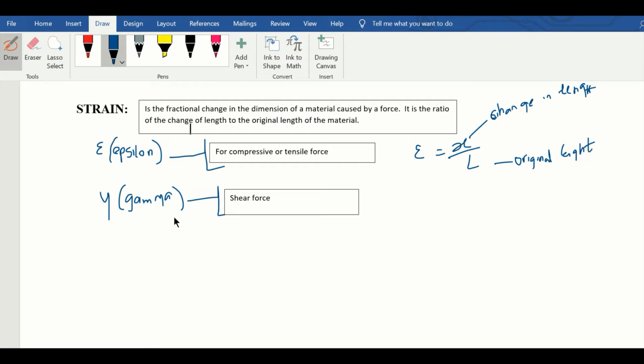As it relates to shear force, strain is equal to x over L. So we use this for a shear force. We use the other for tensile or compressive force.